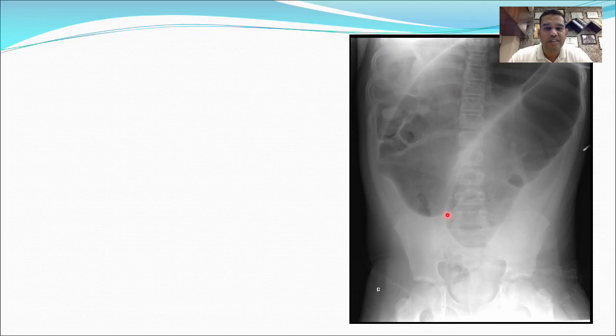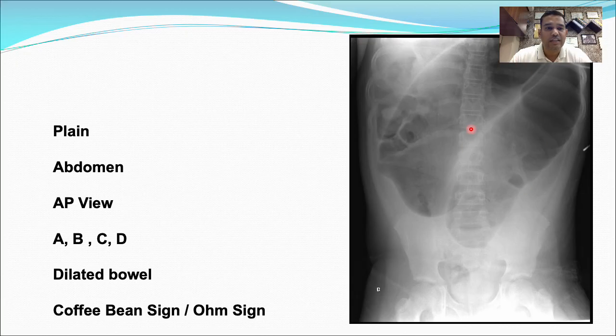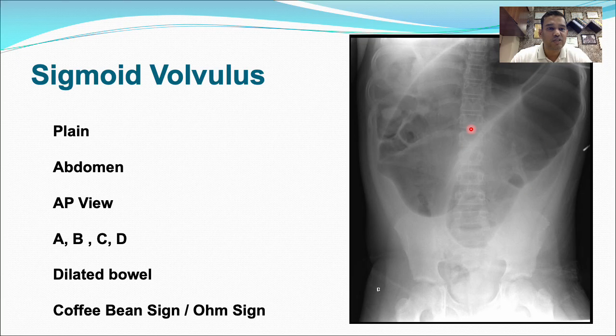But I could appreciate a centrally placed, large dilated bowel loop that is going over the left dome of diaphragm, and it is forming an omega. This is called omega sign or coffee bean. It looks like a coffee bean. So this is a coffee bean sign or omega sign that is typically seen in a case of sigmoid volvulus. So this is basically an X-ray of a child having a coffee bean appearance or an omega sign suggestive of sigmoid volvulus.